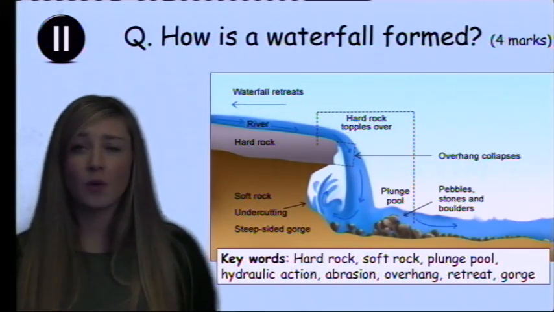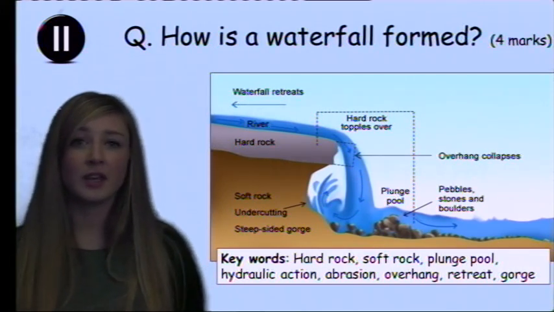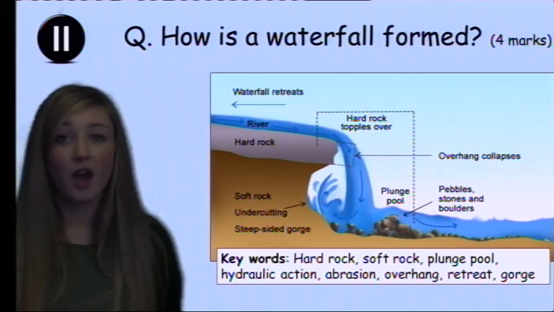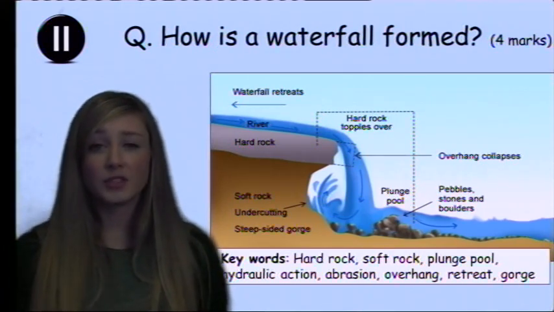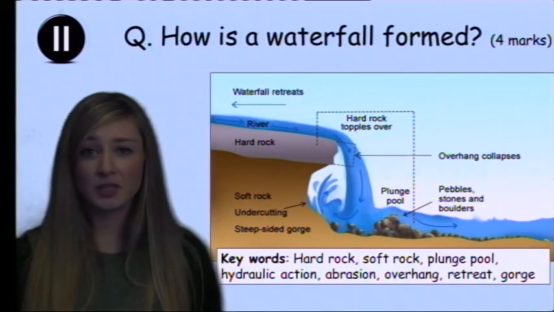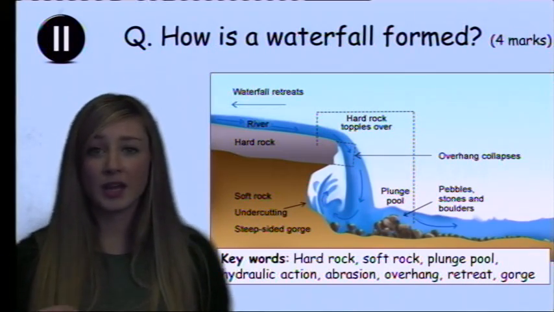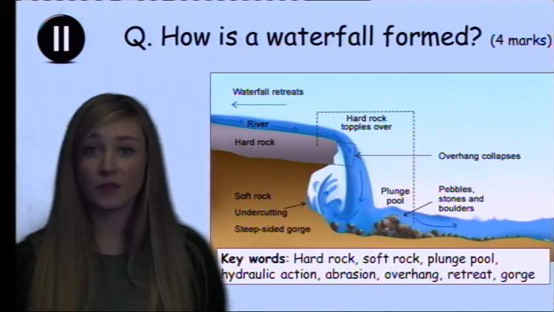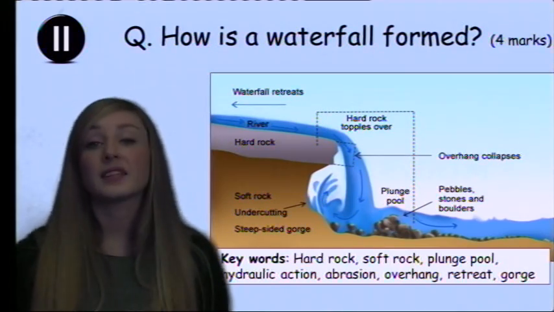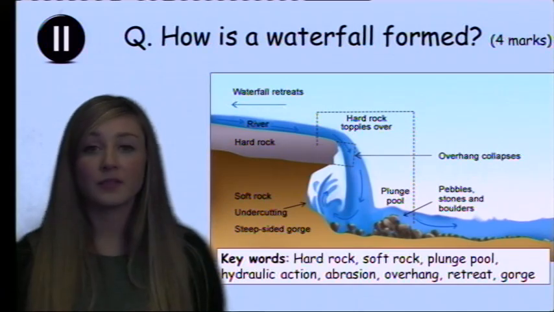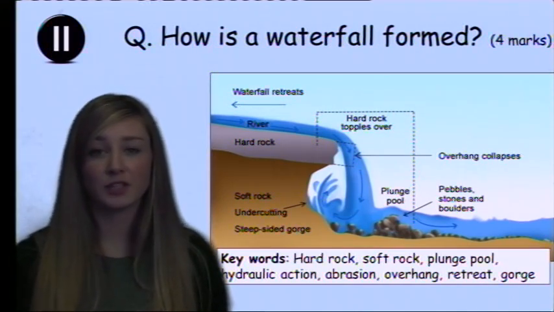So when we're looking at how a waterfall is formed, you're going to find that the water is travelling over hard rock. The softer rock, which is underneath it, is going to start getting eroded by hydraulic action and abrasion because the water is falling quickly over the hillside, and it starts to make the rocks flick back upwards and hit the soft rock, and it erodes it over time.